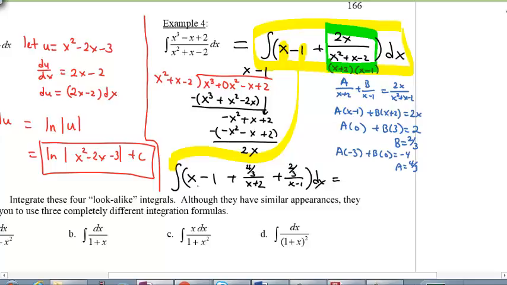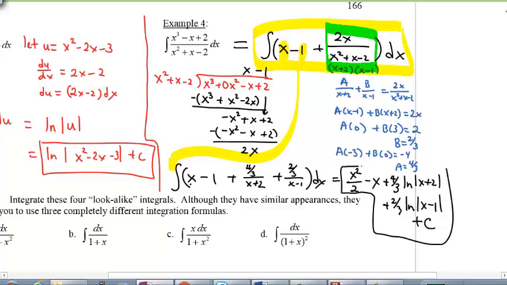So now just go ahead and integrate. The integral of x is just x squared over 2. The integral of 1 is minus x. Here's our fraction, 4/3 natural log of x plus 2, along with another 2/3 natural log of x minus 1. And once again, don't forget plus c. There you go. It probably doesn't get much harder than that.